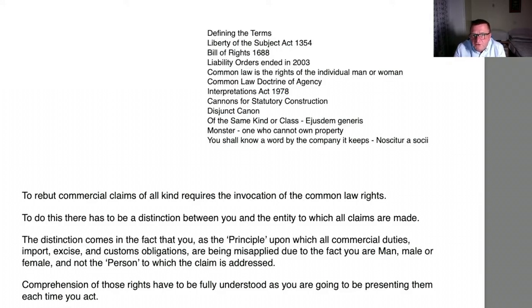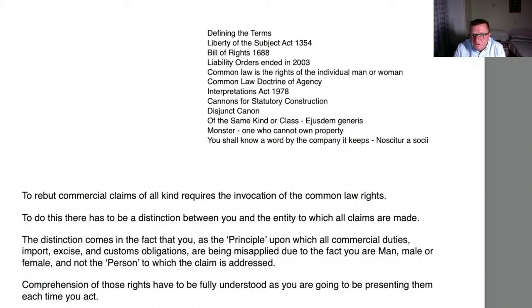So then you're looking at the common law doctrine of agency. You need to understand the difference of principal and agent, what it means in essence, because the principal is the one that gives the orders, the agent is the one that's there to carry out the continuum of the system. That's its job as an agent.